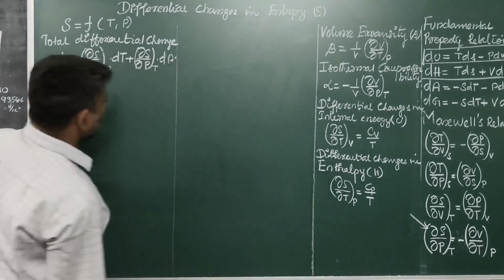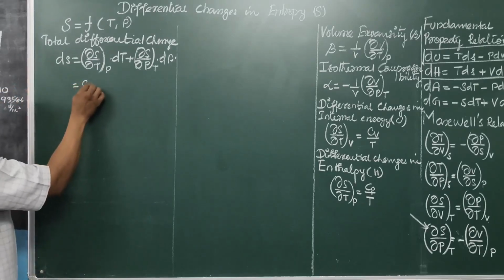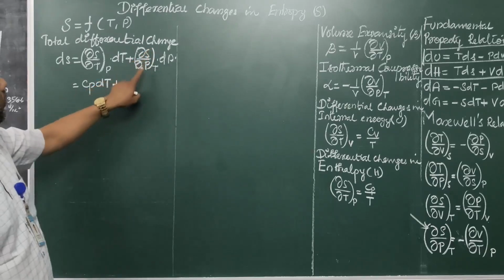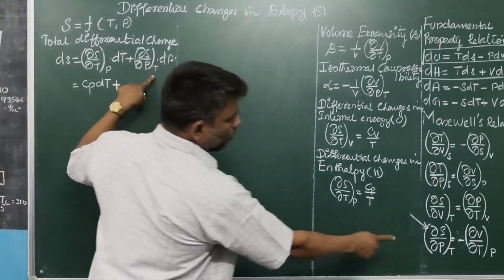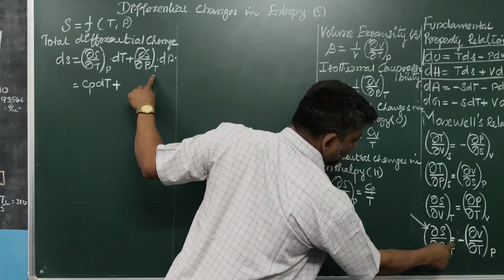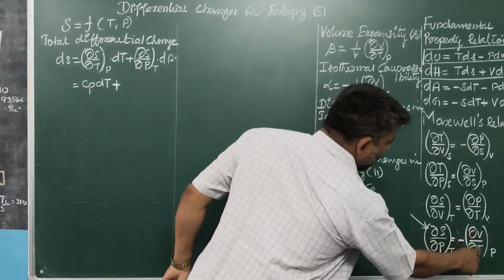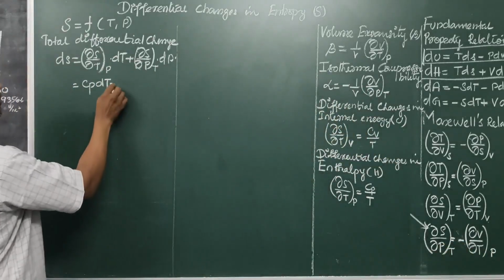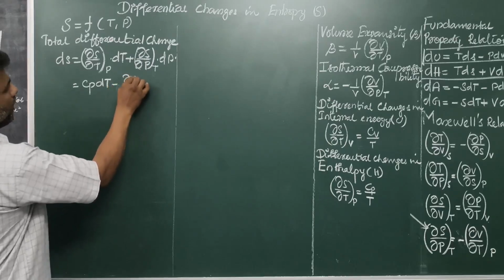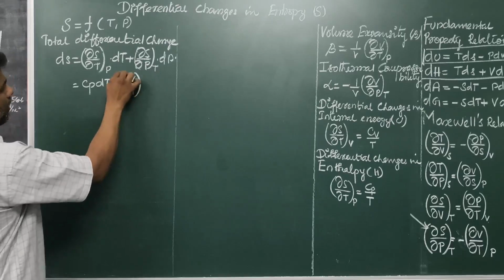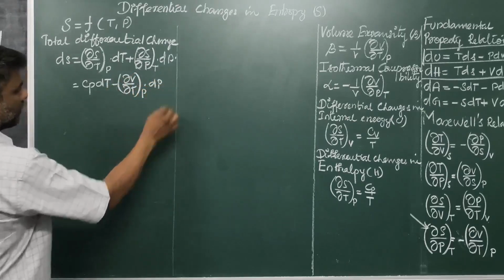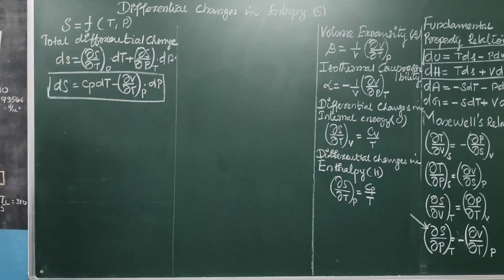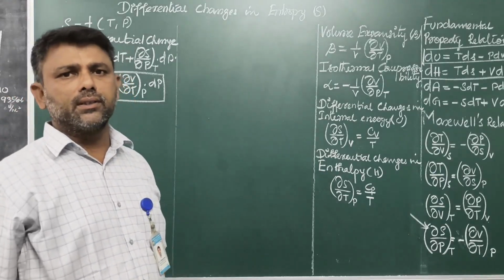differential changes in enthalpy H. Hence, this equation becomes Cp into dT plus dou s by dou P at constant temperature. Dou s by dou P at constant temperature is equal to minus dou V by dou T at constant pressure. So this equation becomes minus dou V by dou T at constant pressure into dP. Clear? This is one form of important equation used to estimate the total differential changes in entropy.